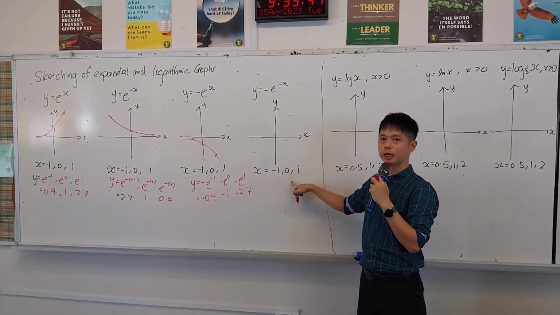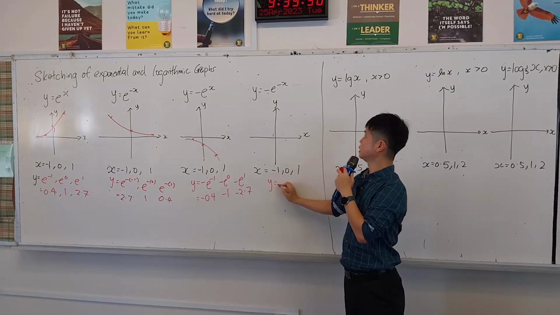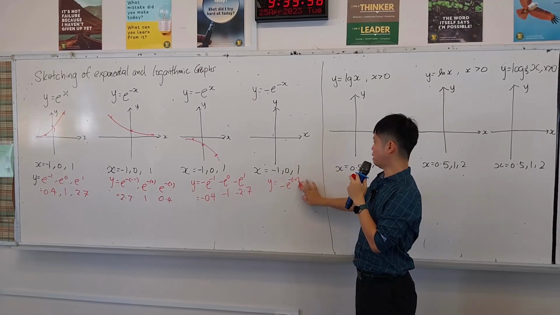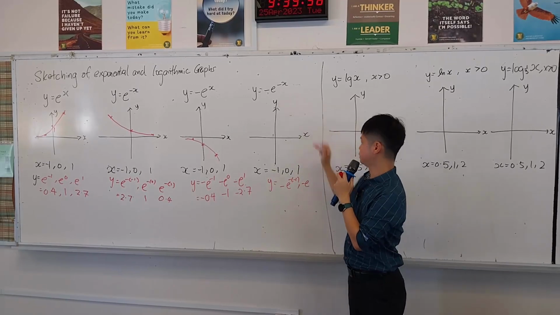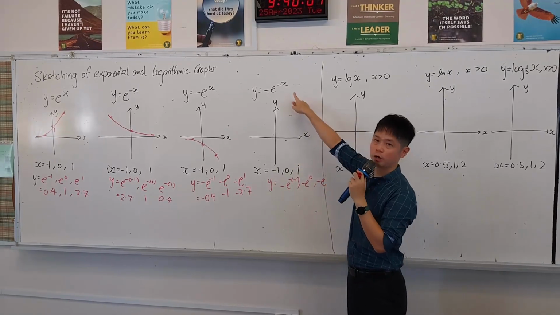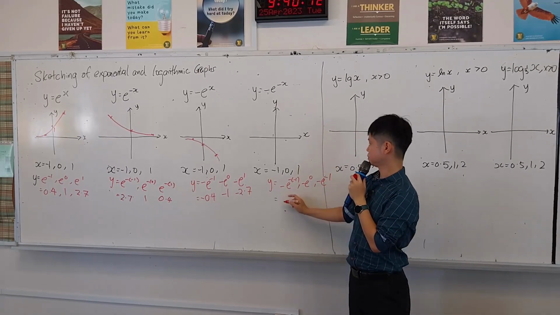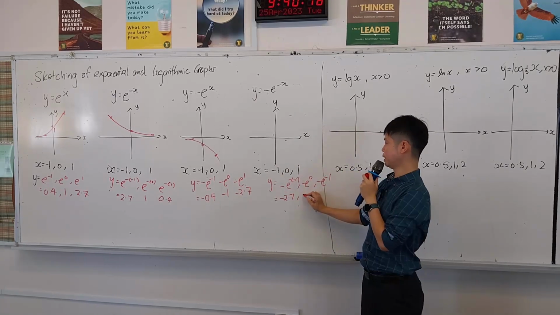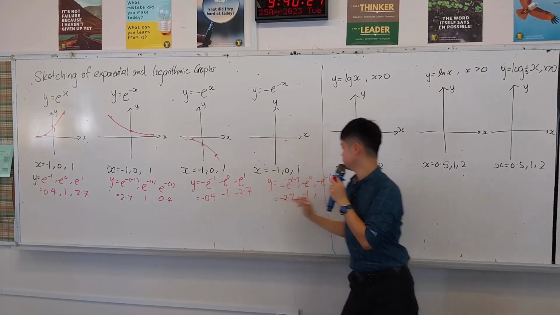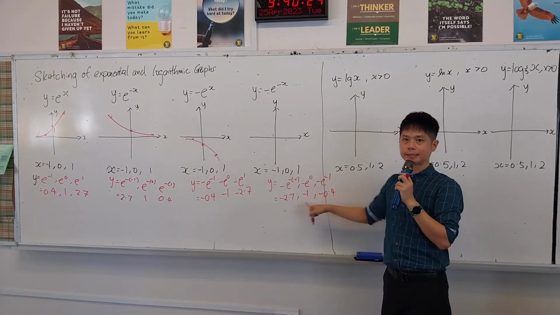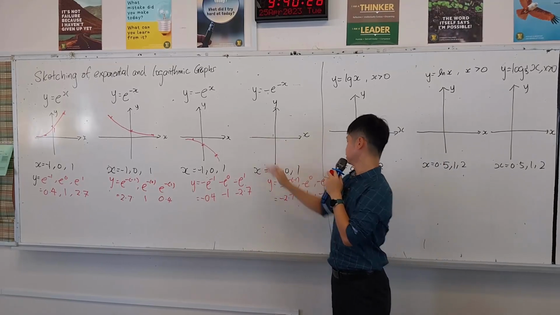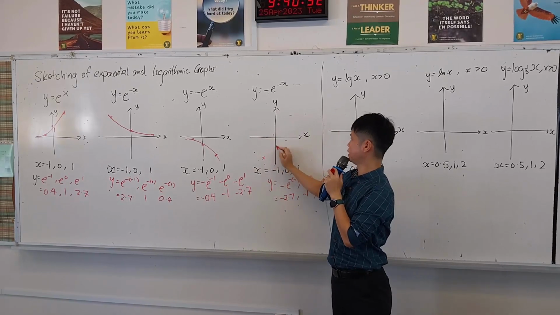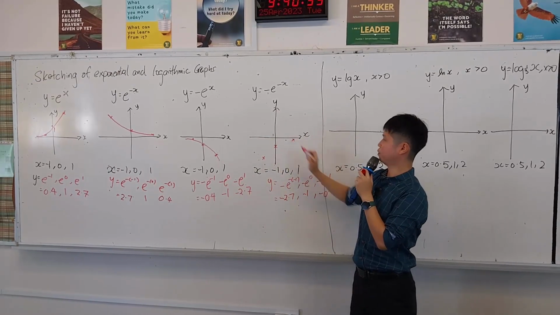In case this question alone comes out, you press negative e to the power of negative 1, negative e to the power of negative 0, negative e to the power of negative 1. Yeah, I'll have negative 2.7, negative 1, and then negative 0.4. So you will get less and less negative. When it's negative 1, I'll have negative 2.7. Then I'll have this, then I have negative 0.4.